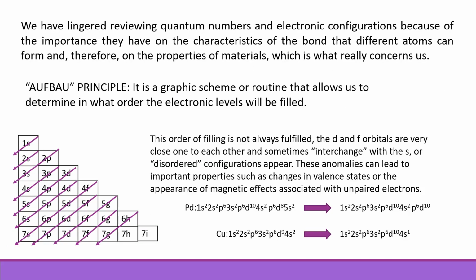We are reviewing quantum numbers and electronic configurations because of the importance they have on many of the properties of the bonds that different atoms can form, and therefore they have a great influence on the properties of the materials. That's what really concerns us. One important mnemotechnic rule is the Aufbau principle, surely you know, and it's a graphic scheme or a graphic routine that allows us to determine in what order the electronic levels are going to be filled.